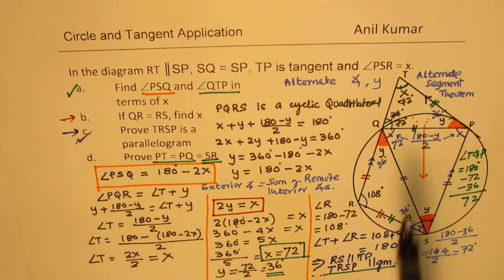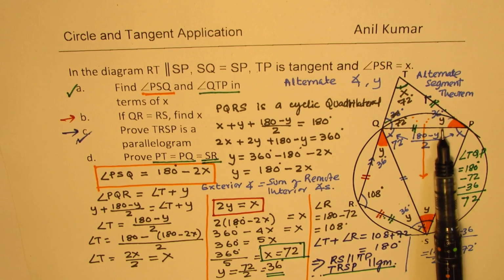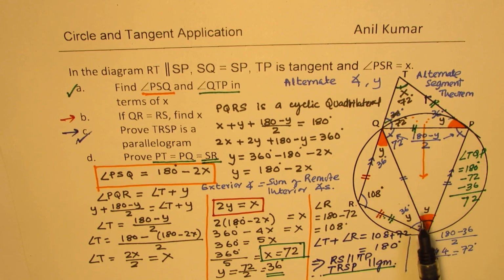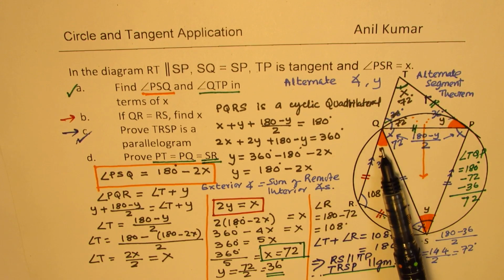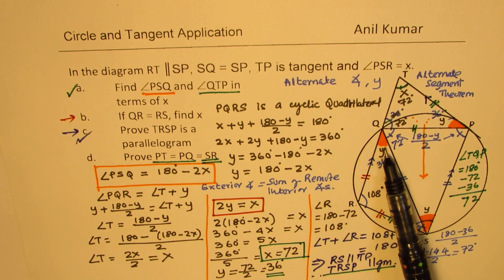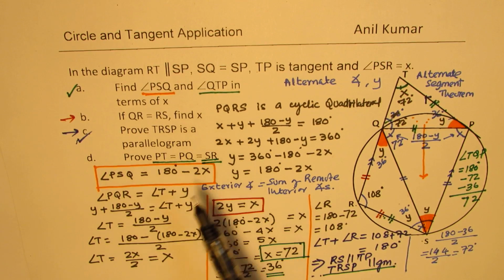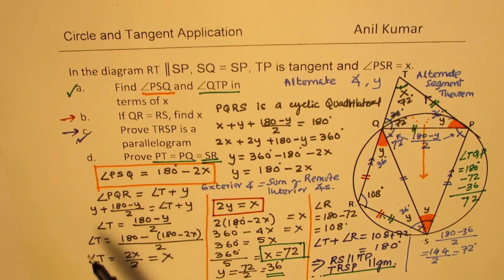Let's go back to this. Now, we started with this angle here that the tangent makes with the chord. Using the alternate segment theorem, we found that this angle should be equal to that angle. We named that as y. And this y should be equal to this y because of alternate angles between the parallel lines and the transversal line. Sum of opposite angles of a cyclic quadrilateral is 180 degrees. That helped us relate x with y. And we found that y is equal to 180 minus 2x.